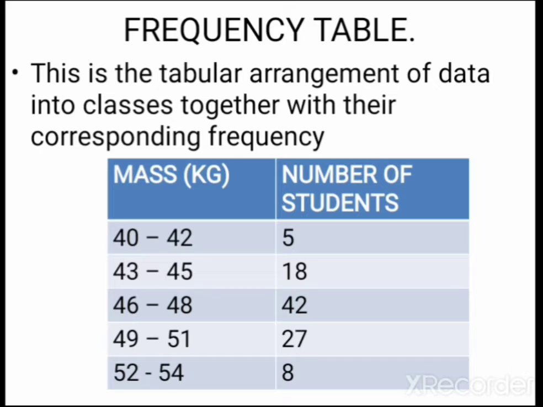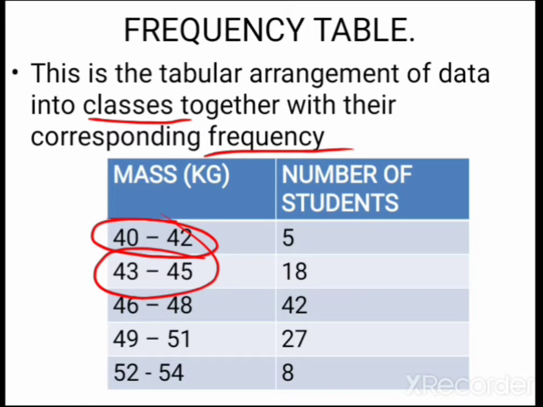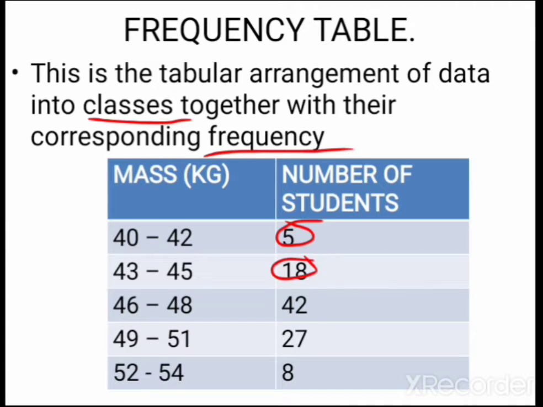Frequency table talks about classes and frequency. So this is a class. Let's assume a student weighs 40 to 42 kg. This is the class for them. Those that weigh 43 to 45, this is the class for them. Those that weigh 46 to 48, this is the class for them. So these are classes, and these are the frequencies.